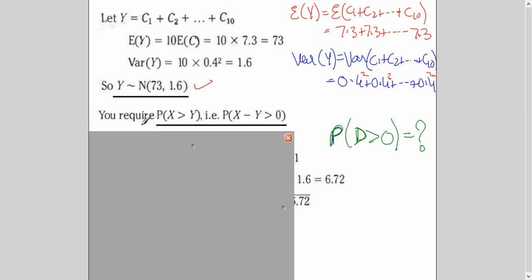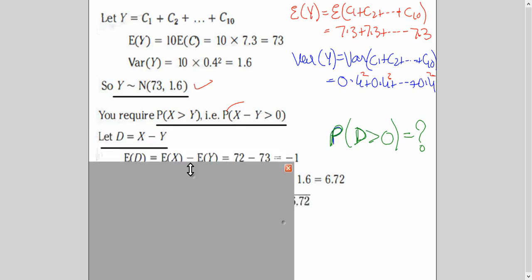Now the question is saying the weight of those 2 tables is greater than the weight of 10 chairs. So this is the question you have to answer. Now if we further simplify it, it means x minus y greater than 0. Now you see, you are getting again a distribution which you have to calculate. So this is a very interesting thing in this question. So let's call x minus y equal to d. Okay, x minus y equals d.